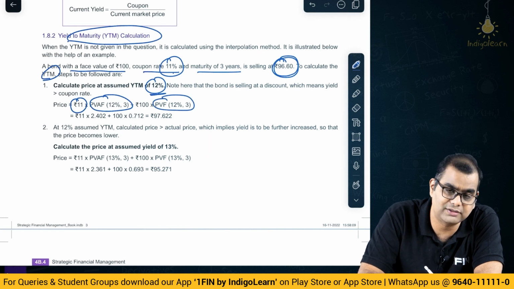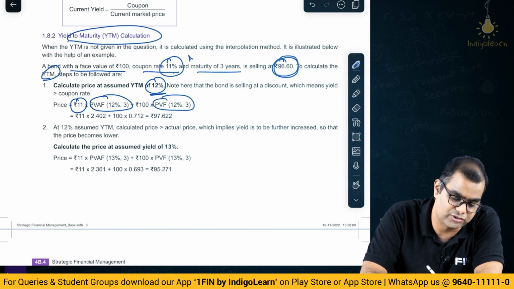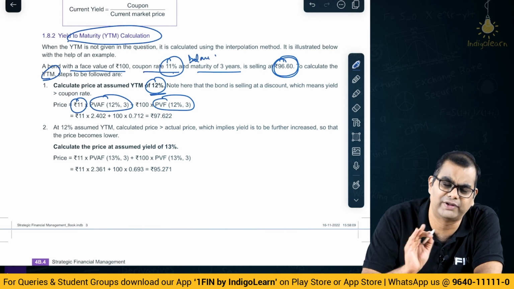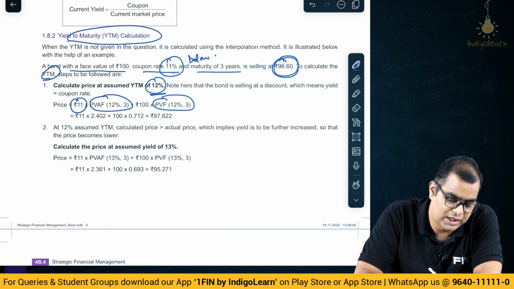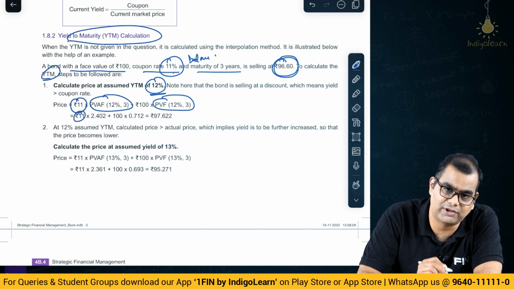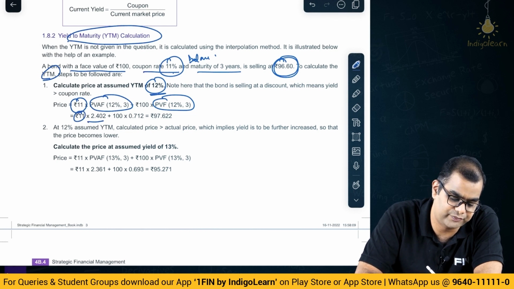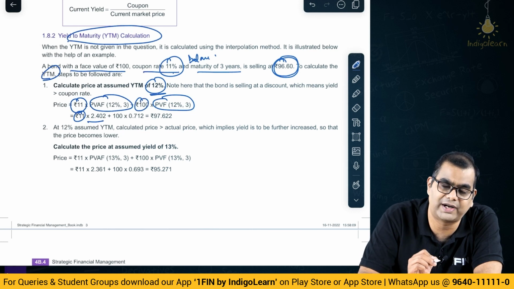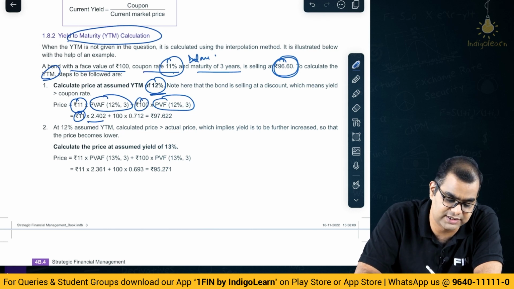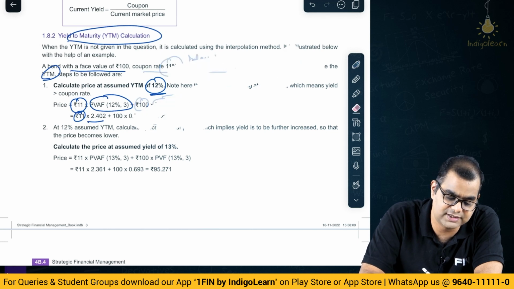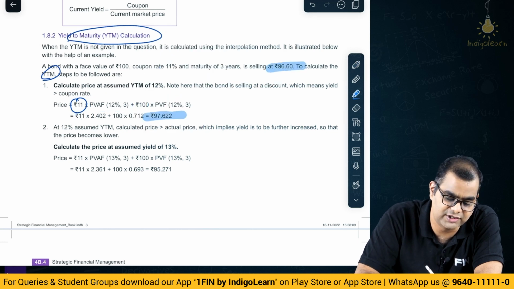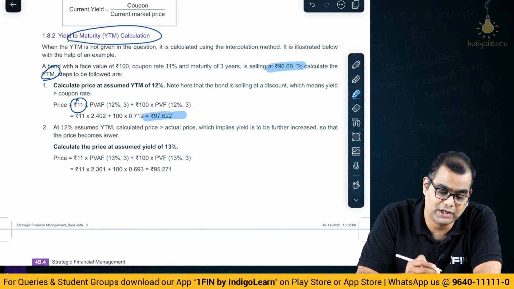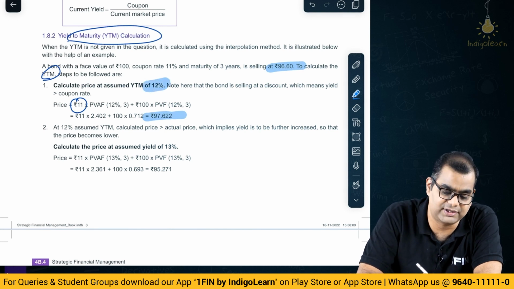Okay, assuming this is balance maturity. We don't know when the bond was issued and all that. So, 11 rupees into present value annuity factor at 12% for 3 years, you get something, and 100 rupees into present value factor for 12% for the 3rd year, you get something, you get 97 rupees. But actually, the price is 96.6, whereas you got 97. So, at 12% you got 97.